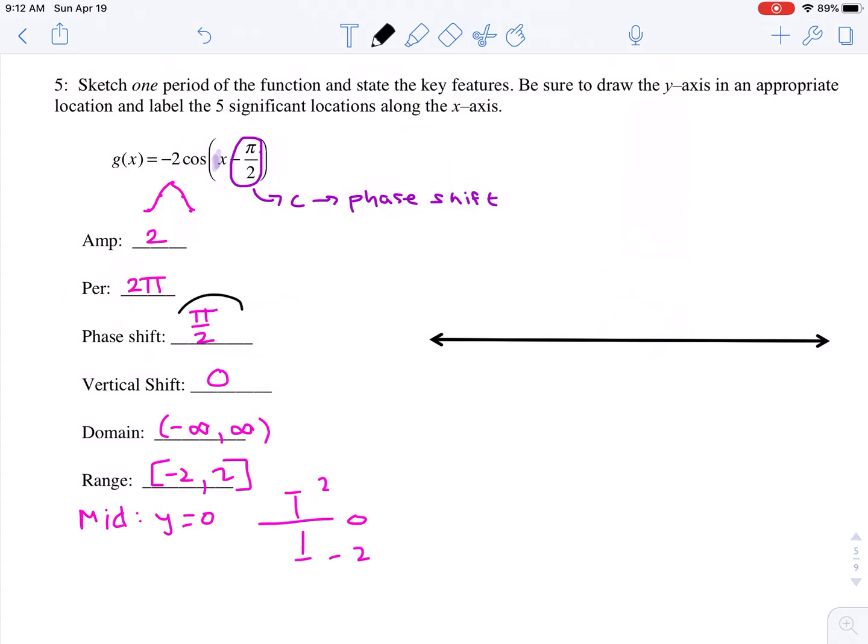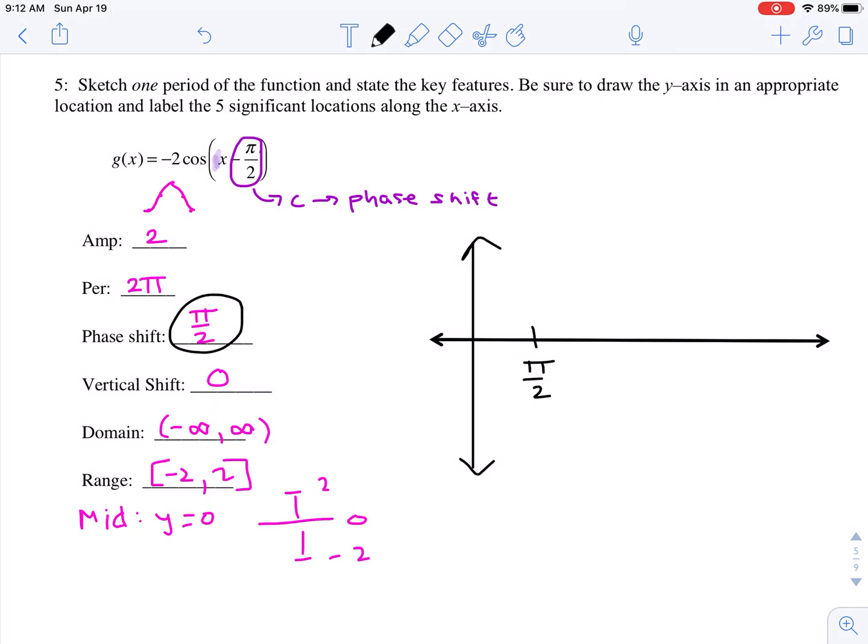Now, the only thing is, notice that if we have a phase shift to the right, pi over 2, we want to make sure we give ourselves lots of space. So I'm going to draw this y-axis super far to the left because we're shifting our whole graph to the right by pi over 2. So what that tells me is that at pi over 2 is going to be where my graph is going to begin its new cycle, its first period, okay? So normally our graph starts the cycle on the y-axis, but we are now shifting it over.